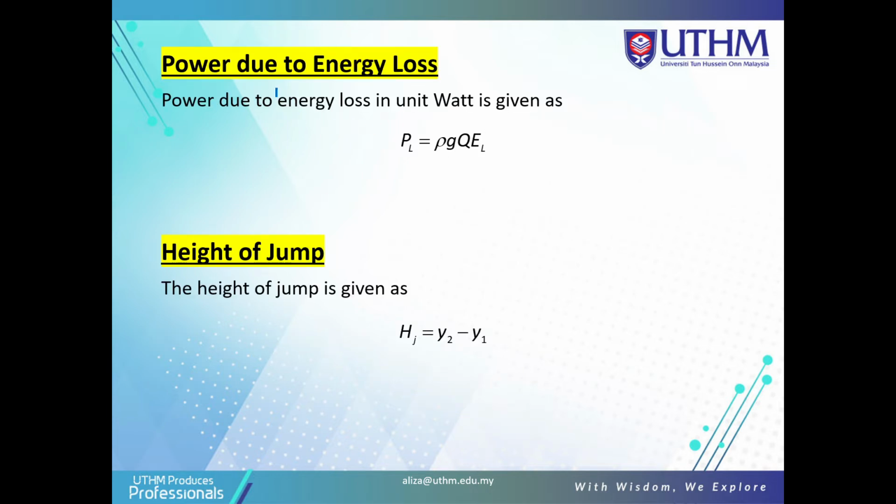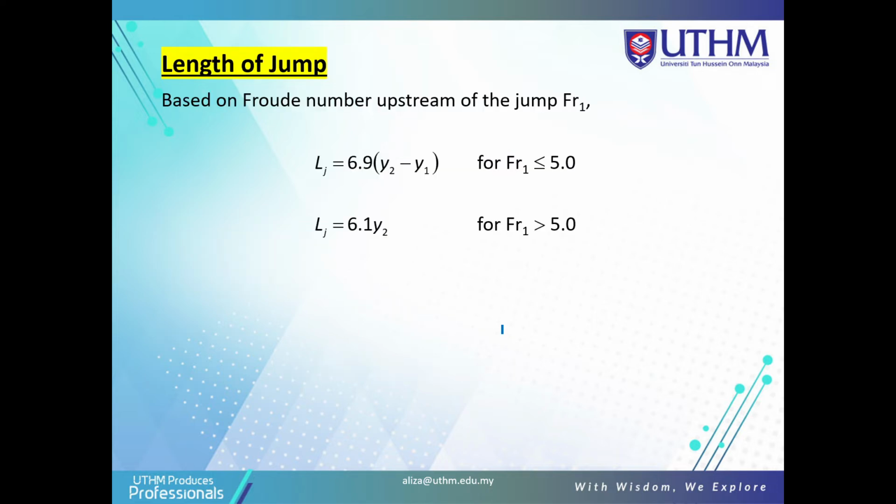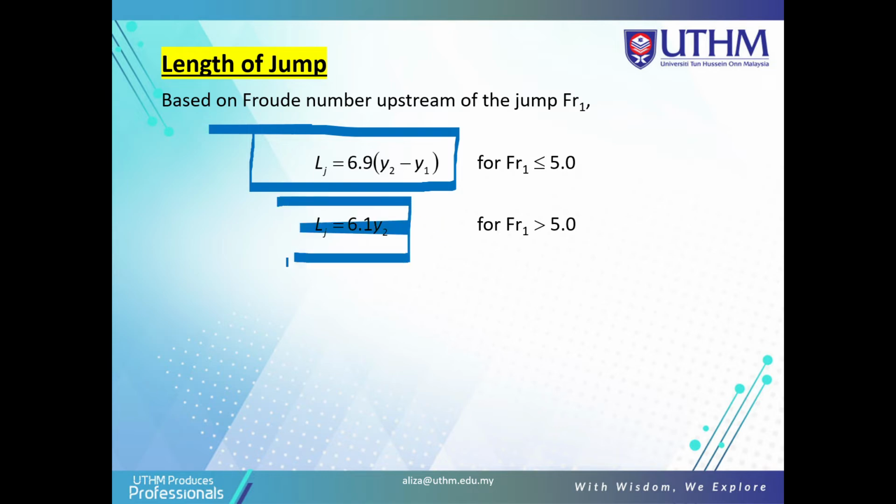Power due to energy losses: this is the formula for power losses in unit watts. Height of jump, Hj, is equal to y2 minus y1. And for the length of jump, you use this formula when the Froude number is less than or equal to 5. If the Froude number is more than 5, you use this other formula. This is the formula for length of jump. All these formulas are given, so no need to worry.